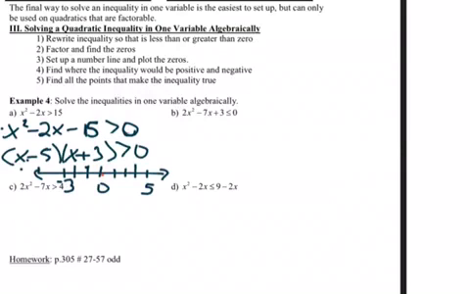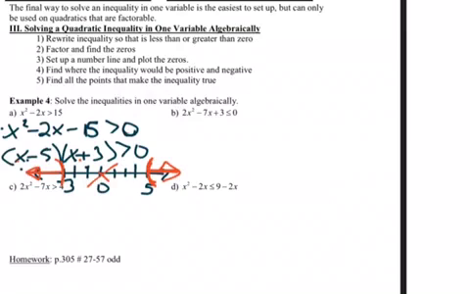So if I pick 0 and plug this in, I get 0 minus 5, so that's negative 5 times 3. That gives me a negative number, which is not bigger than 0, so it's not going to be between them, it's going to be on either side. And I'm going to use parentheses because it's not equal to.